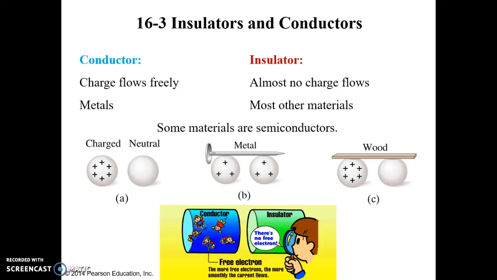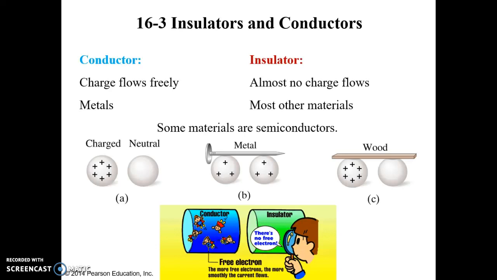Hello, class. Today we're going to discuss different methods of how objects become charged. Now, suppose we have two metal spheres, one positively charged and the other neutral. If we were to place a metal object, say a nail, touching both spheres, the previously uncharged sphere quickly becomes charged.